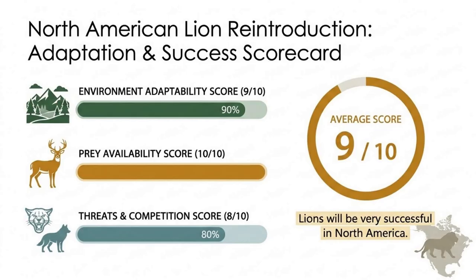So with all of that out of the way, let's look at the score. Environment adaptability is a 9 out of 10, threats and competition is 8 out of 10, and prey availability is a 10 out of 10. So the average is 9 out of 10, which is really good. Lions will be extremely successful in America.